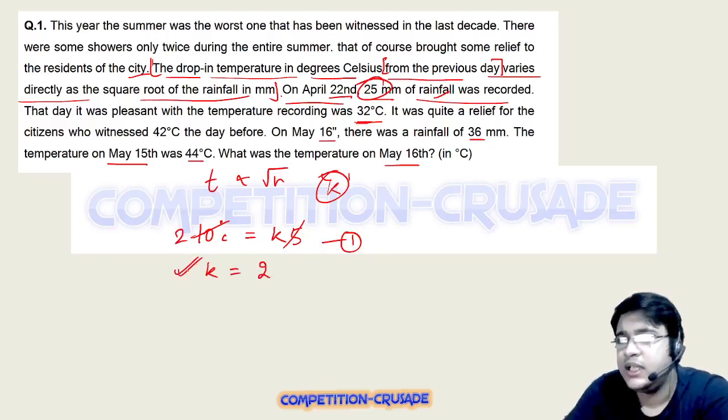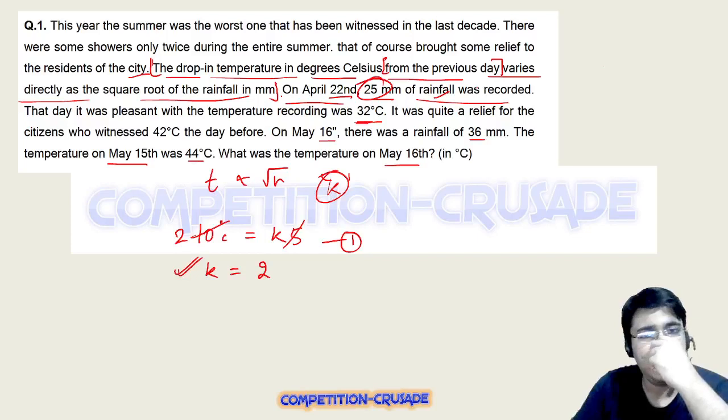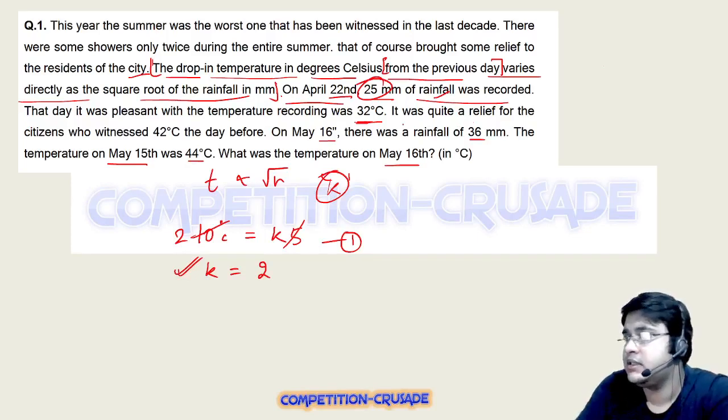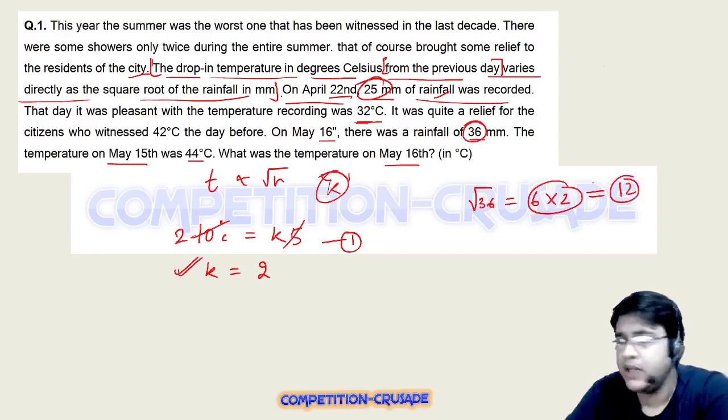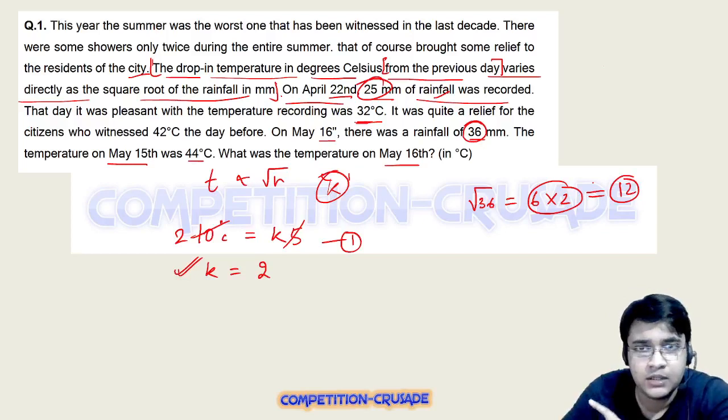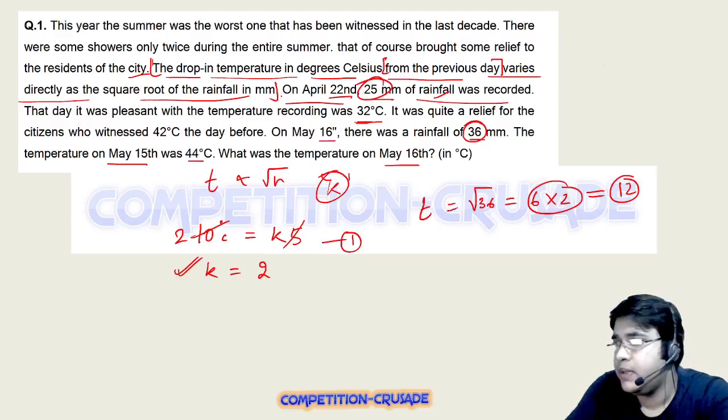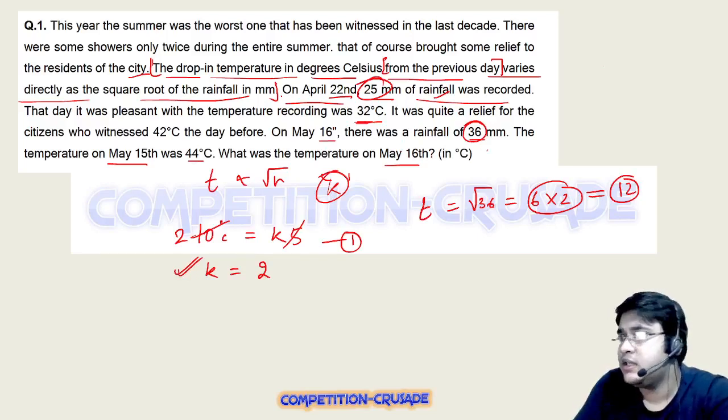The moment I know that k is equal to 2, what exactly have they asked us? They have asked us that on 16th of May there was a rainfall of 36. The square root of 36 becomes 6, multiplied by 2, it is 12. Mind you, this is the drop in temperature for that 16th May situation. Now, for the previous day they have given something, the temperature on May 15th was 44.